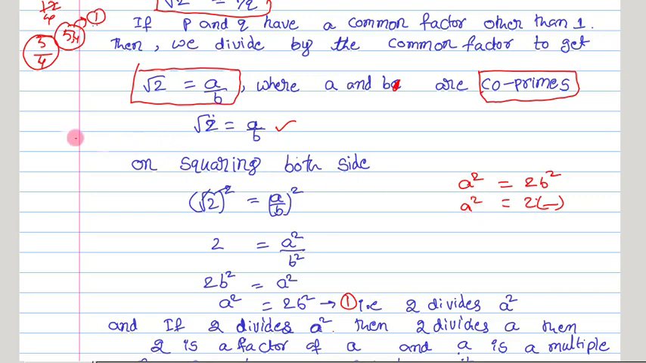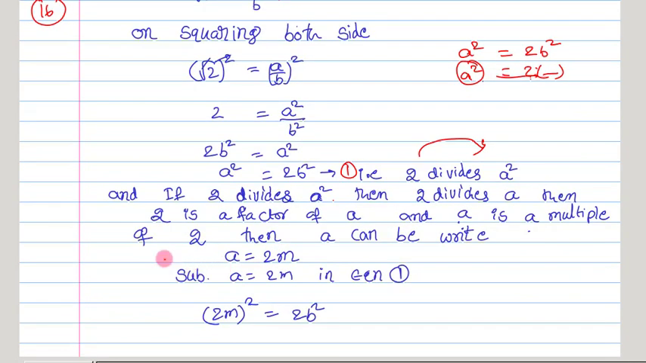If you take any multiple of 2, just like 16, 16 is a multiple of 2. Then is it divisible by 2 or not? Yes, it is divisible by 2. In the same manner, a square is a multiple of 2 means 2 divides a square. That is what I wrote. In the same manner, if 2 divides a square, then 2 divides a also.